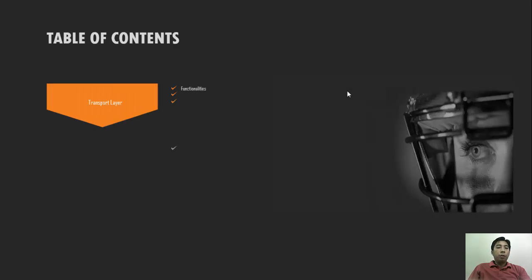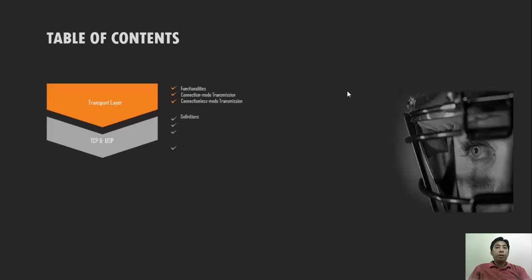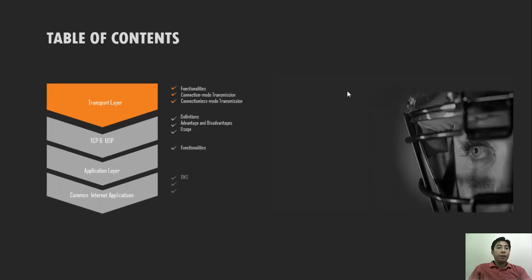These are the lessons that we'll be covering. Firstly, we'll discuss the transport layer, its functionalities, and the connection and connectionless modes of transmission. Then we have the TCP and UDP protocols. We'll briefly explain the principles involved, the advantages and disadvantages of each protocol, and what applications are being used. We'll also be discussing the application layer, then the common internet applications such as DNS, FTP, and email.